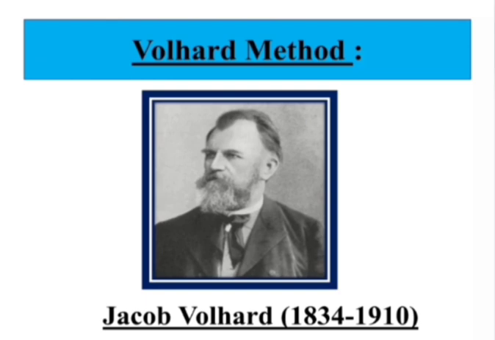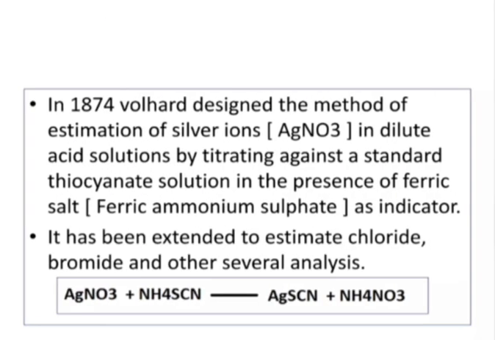Next one, Volhard's method. Volhard's method is named after Jacob Volhard. It is a type of back titration. In 1874, Volhard designed the method of estimation of silver ions in dilute acid solution by titrating against standard thiocyanate solution in the presence of ferric salts, ferric ammonium sulfate, as an indicator. It has been extended to estimate chloride, bromide, and several other analytes.